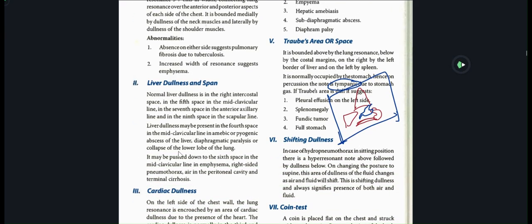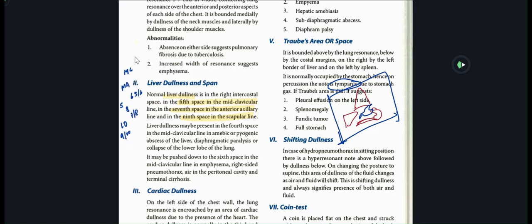Coming towards liver dullness and its span. So remember that your normal liver dullness in the right intercostal space is in the fifth space in the midclavicular line, seventh space in the anterior axillary line, and ninth space in the scapular line. Okay, you can say fifth or sixth, and here it's around the 7th or 8th and 9th or 10th. As we remember, the lung extent was up to the 6th space, 8th space and 10th space, as I told you, in the mid-clavicular, mid-axillary and scapular lines. So that is exactly where your liver will also start. Somewhere in the 5th, 6th, your liver will start. Somewhere in the 7th, 8th, your liver will start. Somewhere in the 9th, 10th, your liver will start.